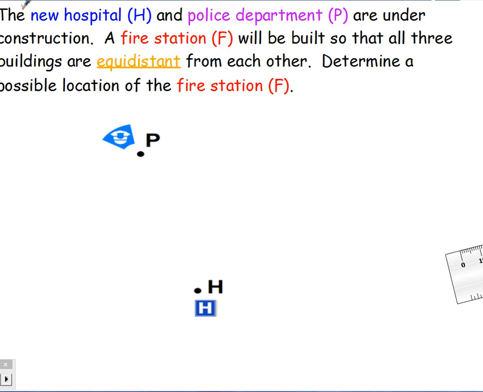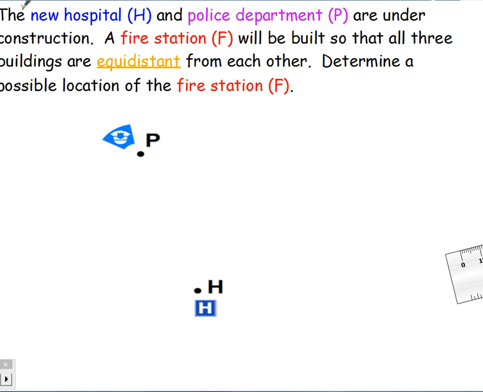Okay, so we have a new hospital, H, and a police department, P, under construction. A fire station, F, will be built so that all three buildings are equidistant from each other. Determine a possible location of the fire station. Now, if you want to hit pause and work this out yourself, that would be awesome.